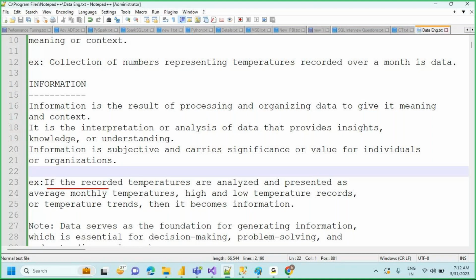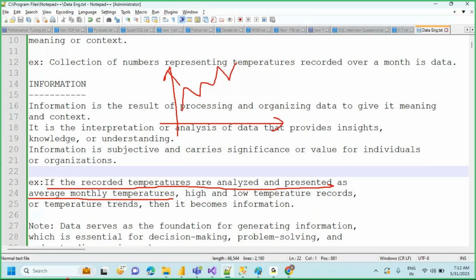If the recorded temperatures are analyzed and presented as average monthly temperatures, or if you wanted to see trends in the form of averages or a general trend, that comes under information. And if you wanted to find the lowest temperature and the highest temperature, or product wise, which product is having more sales and which is having higher sales, that is also coming under information.